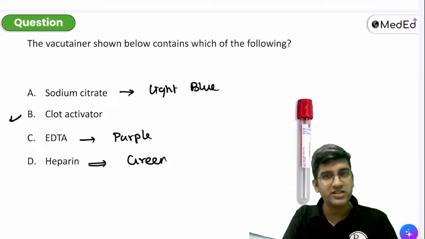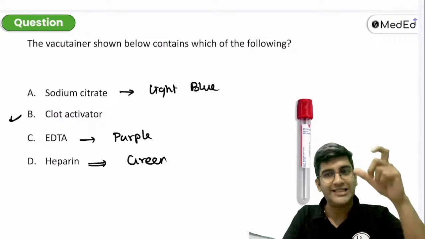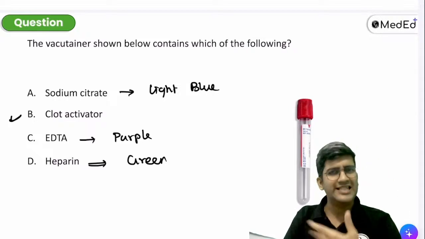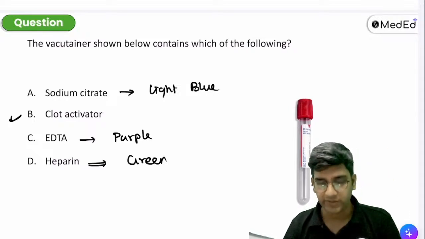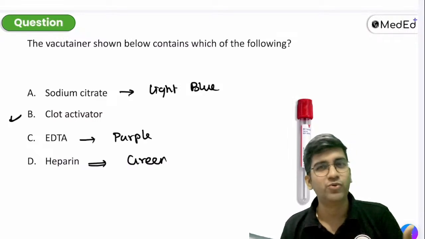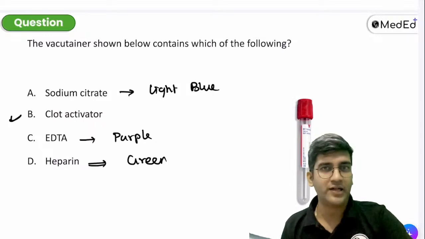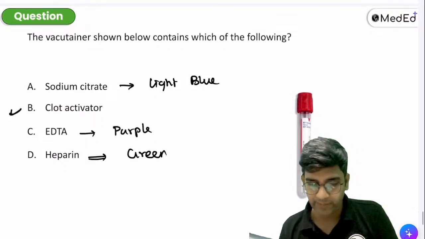Most of the serological studies, LFT, RFT, all of them you do in the clot activator, because I need the serum for that, or any serological enzyme. Everything is done on the clot activator only, fine. These are common colors used. There are few rare colors also. I hope they don't ask this. At least the common ones which are used in routine diagnosis, you should be able to know that, fine.